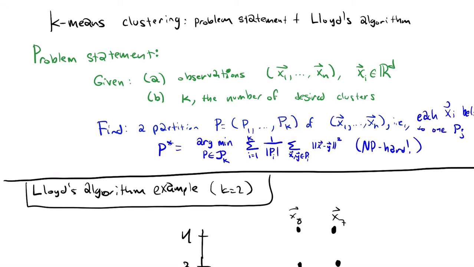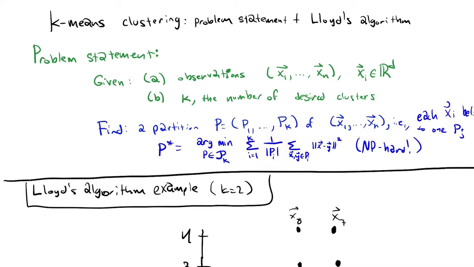So if we want to write this as an optimization problem, this script P_k is the set of all partitions with k elements. So the P that we're going to output is the arg min of this objective function here. And this objective function says we're going to sum up over each cluster. We take each cluster into account; that's all that sum term is doing. This is the number of elements in each cluster.